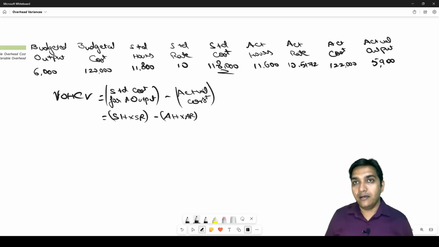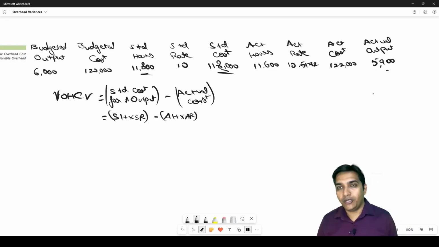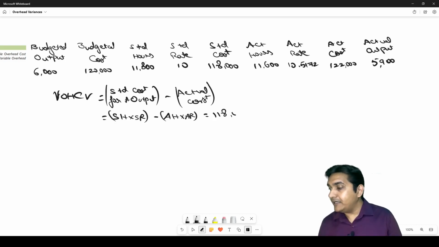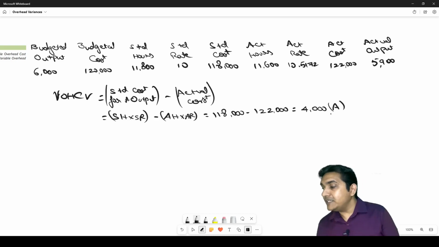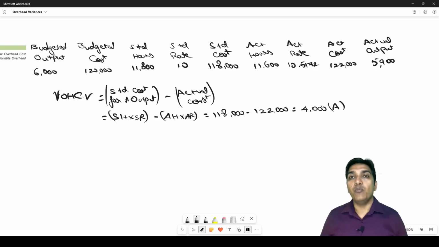How is it standard cost for actual output? Because our standard hours is based on my output, which is 5,900. My standard hours is based on my output. It is not based on budget. It is based on output. So what will we get? We will get 1,18,000 minus 1,22,000, which is equal to 4,000 adverse. Why adverse? Because my actual cost is more than my standard cost.